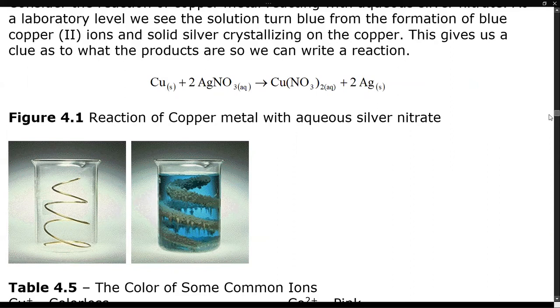So we would react copper with silver nitrate, 2 silver nitrates, and it would form cupric nitrate and solid silver that comes out of solution. How do I know it's copper 2 instead of copper 1? It's because of the blue solution. Certain ions, in particular transition metal ions, do form solutions with colors that are distinctive in aqueous solution.